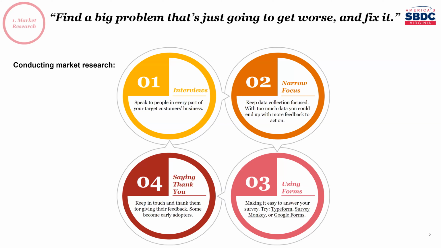You don't want to end up with too much data at this point, because then you're going to have more feedback than you can act on. You might have an app that tries to do 20 things when it should just be doing 2, and you need to define what those few features are going to be.